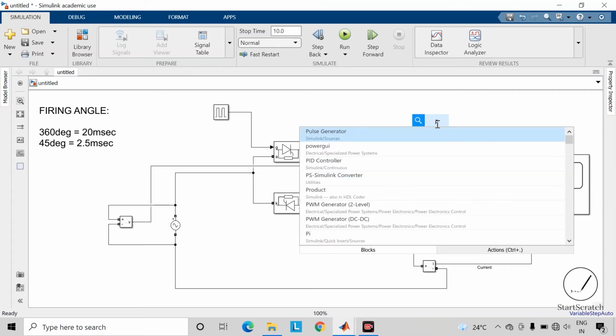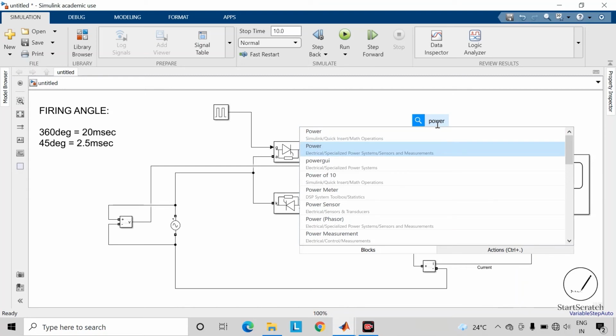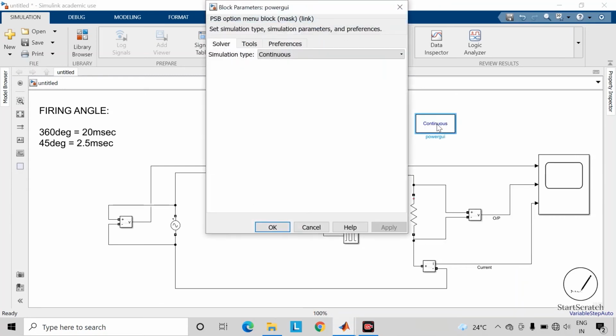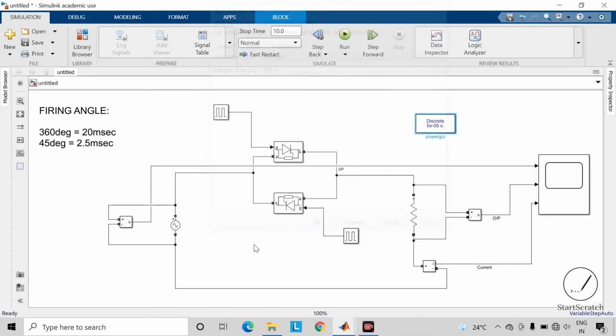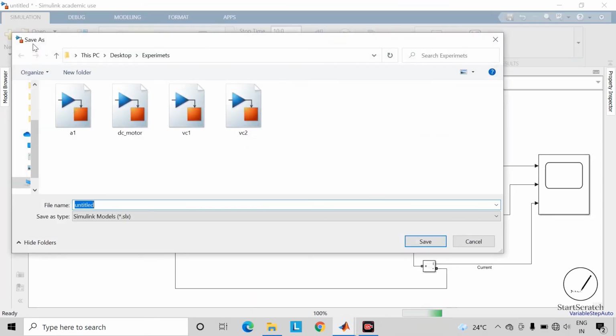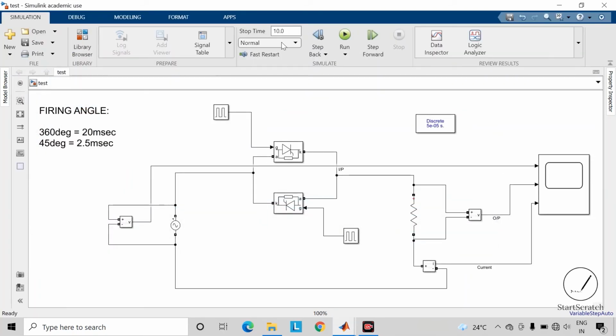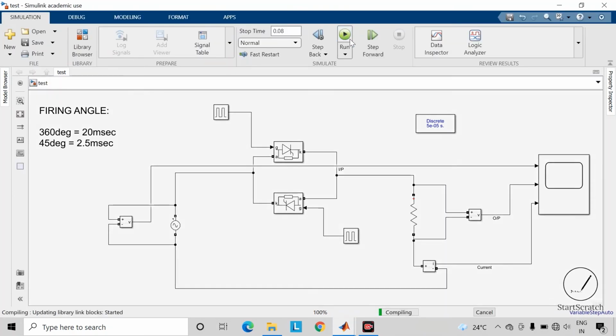Take a power gui block. So this block is required for the simulation, and change here the simulation type to discrete. Save our file. Let us consider the stop time as 0.08 seconds and now run the simulation.